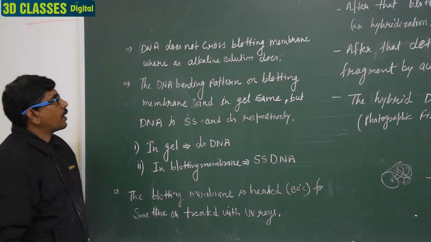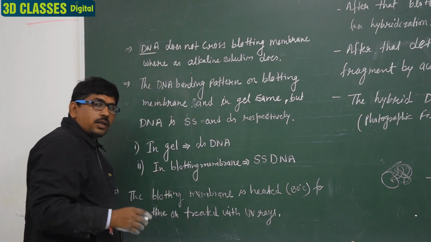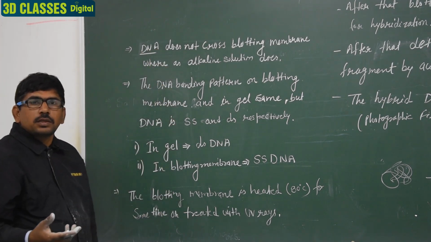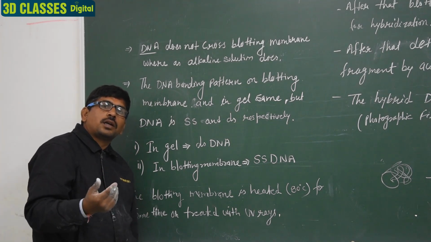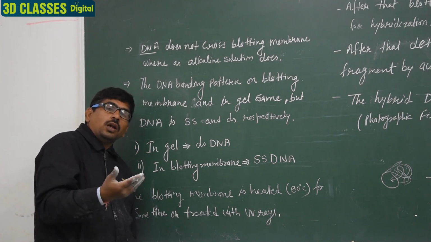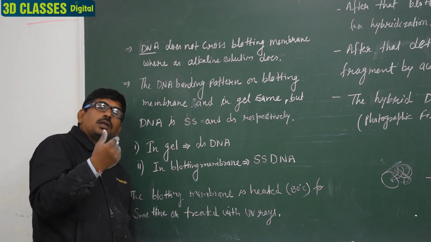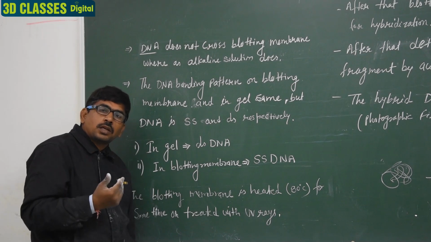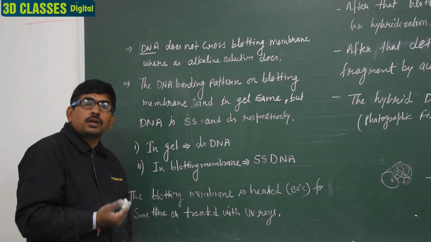After that, we are discussing here the desired DNA, the DNA segment that we had, children. What did we do with it? We broke it with NaOH, and it is single stranded. So we can say that in the presence of the alkali solution, the dsDNA is converted to ssDNA, and this ssDNA is absorbed by the blotting membrane.